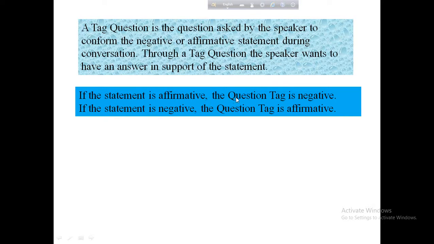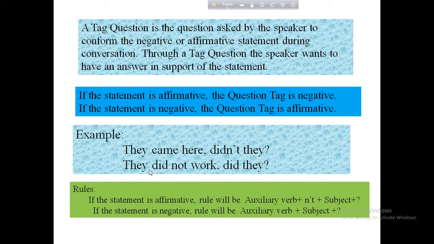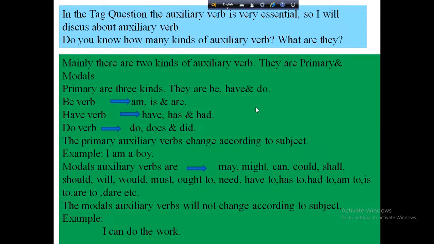If the statement is affirmative, the tag will be negative. I have already mentioned it several times, so not needed here. Example: they came here, didn't they? Here came is verb 2 of come, so did. They didn't work, did they? So statement affirmative, tag negative; statement negative, tag affirmative. Clear? So if the statement is affirmative, the rule will be auxiliary verb plus not plus subject. Statement negative, the rule will be auxiliary verb plus subject plus question mark. Clear, my student?